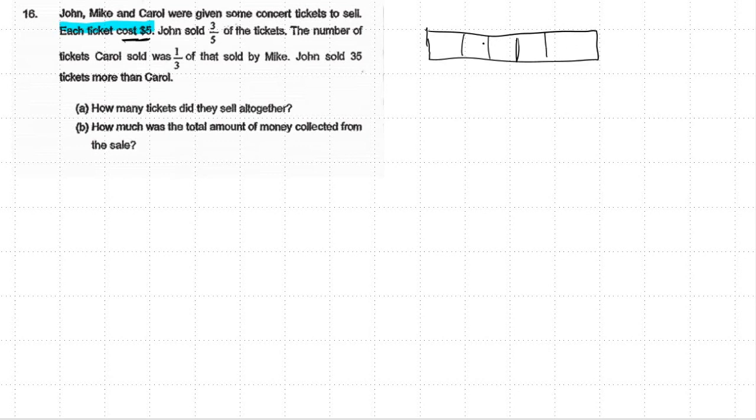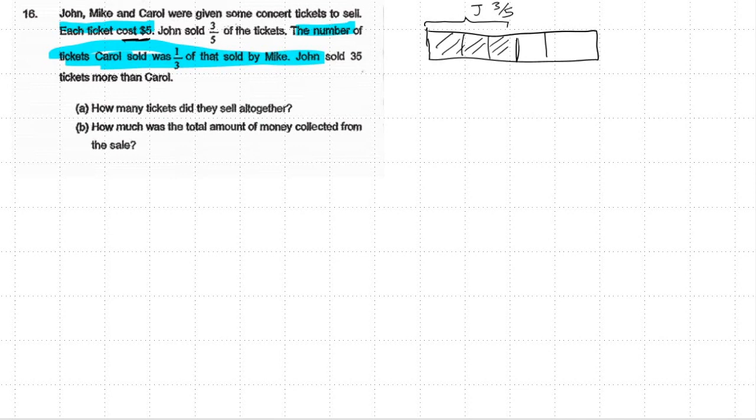1, 2, 3, 4, 5. So this portion here is sold by John. John, 3/5 of the concert tickets. The number of tickets sold by Carol was 1/3 that sold by Mike. This may be causing some confusion for you, but nevertheless, it's very easy.